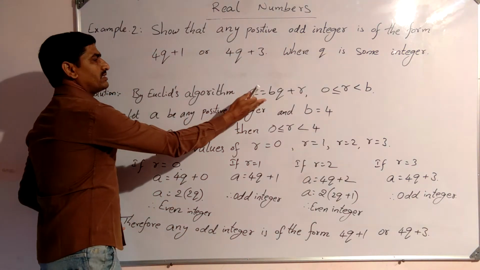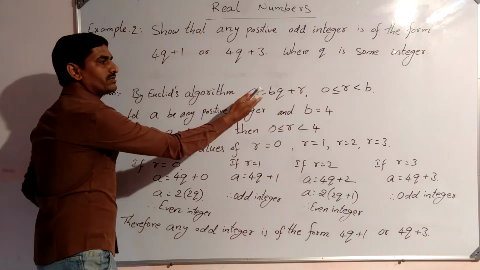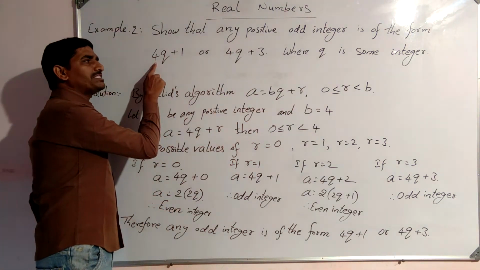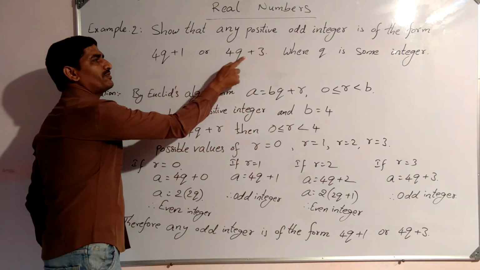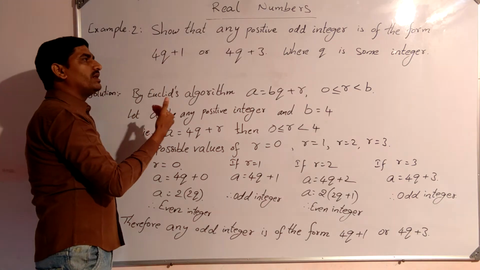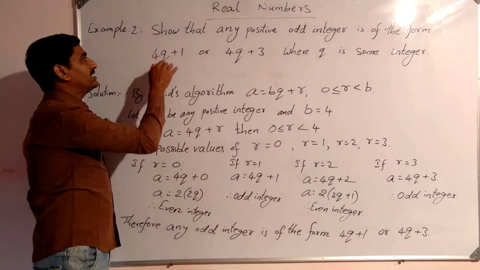By Euclid's algorithm, a is equal to bq plus r. It's very easy to identify: in the place of b, what is the value? In the place of r, the remainder, what is the value? We may expect that. How to prove this? Let us show that.